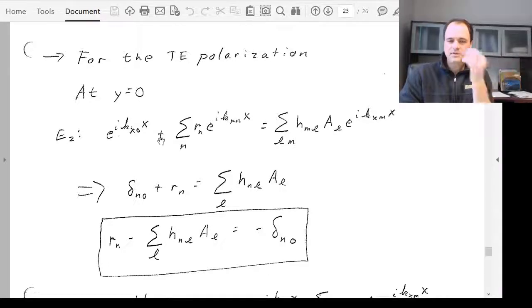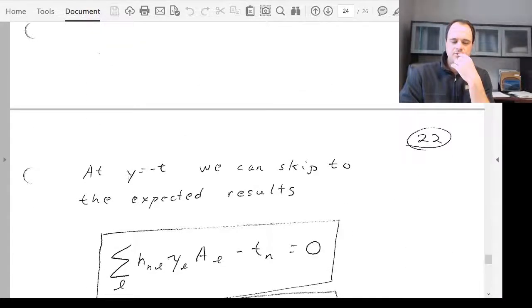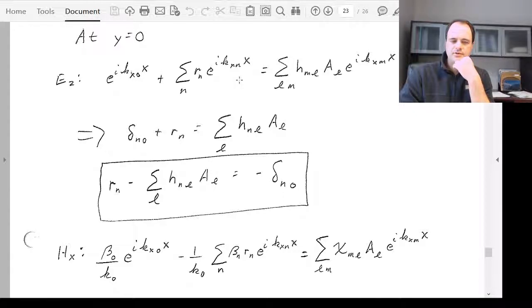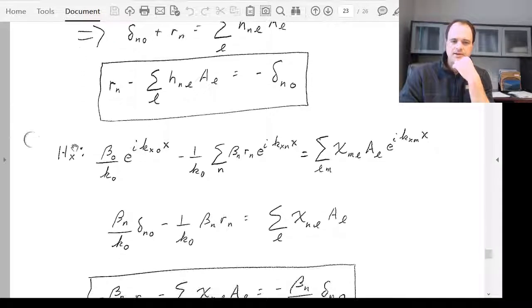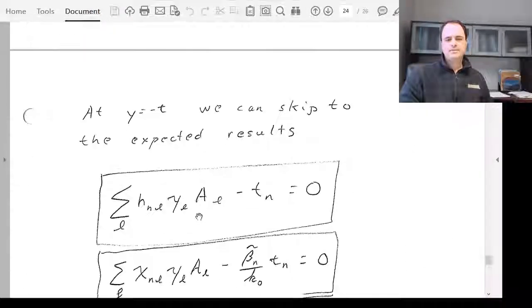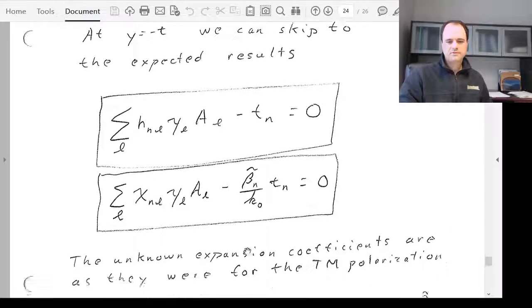You do the same thing with TEs. You have to evaluate the boundary conditions at y equal to 0 and at y equal to minus t. So the y equal to 0 boundary condition, continuity of the E sub z, gives you this relation. Continuity of H sub x gives you this relation. At the bottom boundary condition, at y equal to minus t, continuity of electric field gives you this. Continuity of tangential magnetic field gives you this.